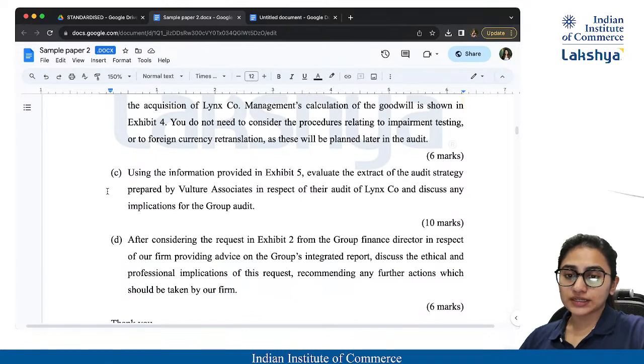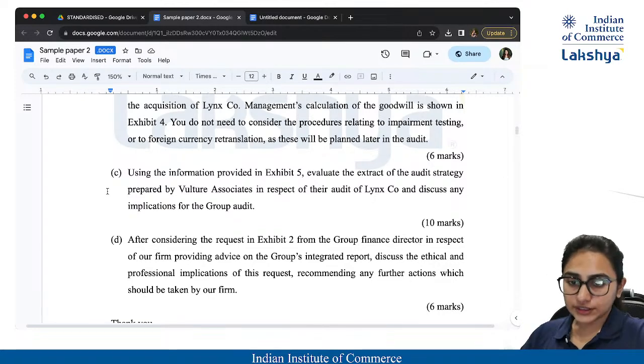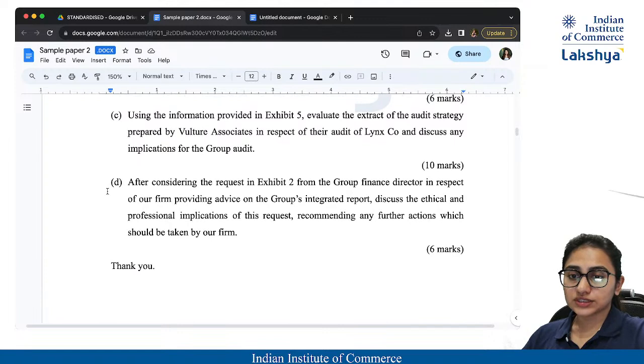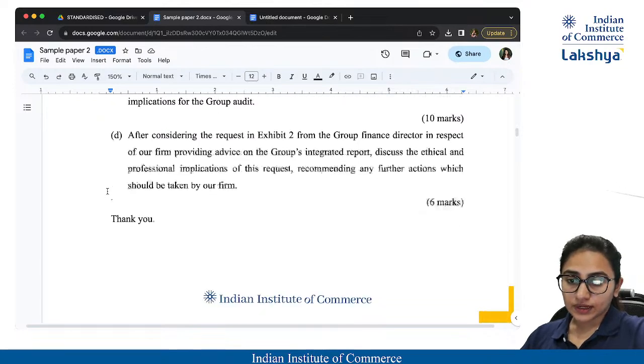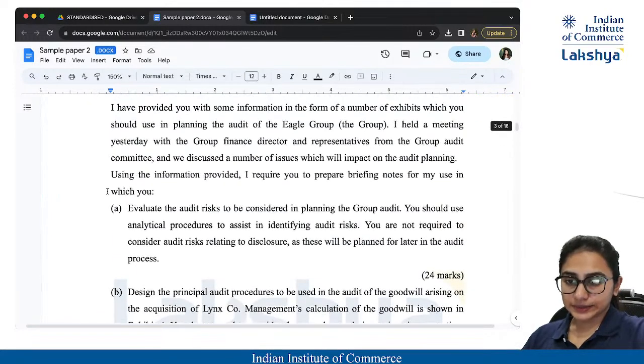Using the information provided in Exhibit 5, evaluate the extract of the audit strategy prepared by Vulture Associates in respect of their audit of Links Company and discuss any implications for the group audit. And after considering the request in Exhibit 2 from the Group Finance Director in respect of our firm, provide advice on the group's integrated report, discuss the ethical and professional implications of this request, recommending any further actions which should be taken by our firm. Thank you. And then these are exhibits.